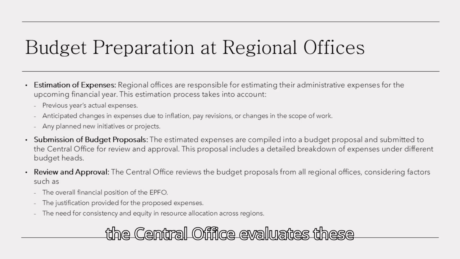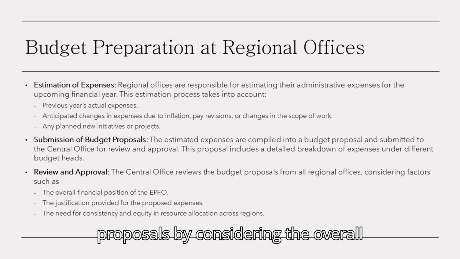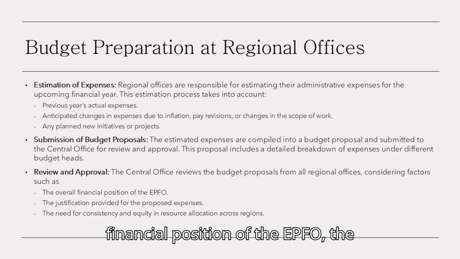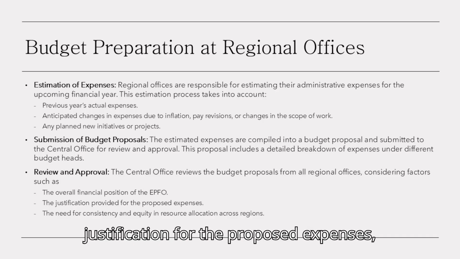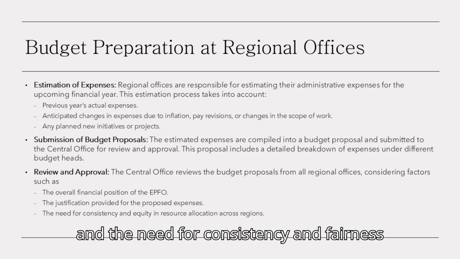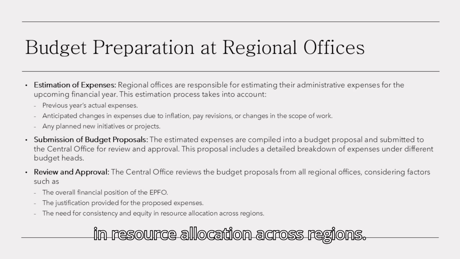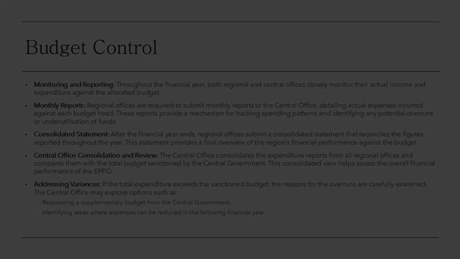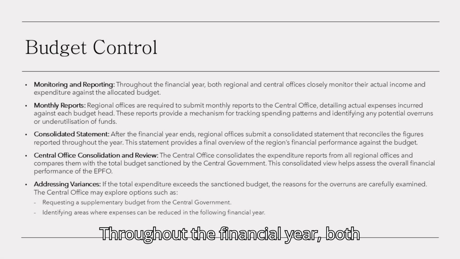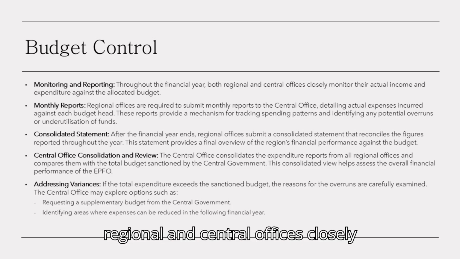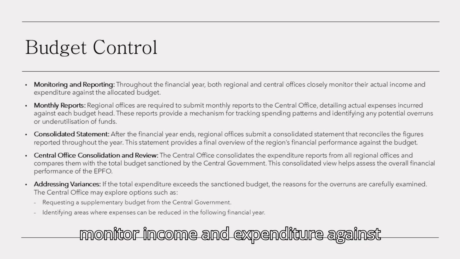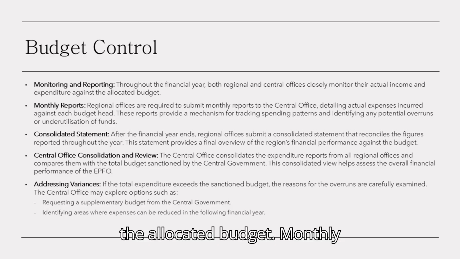The Central Office evaluates these proposals by considering the overall financial position of the EPFO, the justification for the proposed expenses, and the need for consistency and fairness in resource allocation across regions. Throughout the financial year, both regional and central offices closely monitor income and expenditure against the allocated budget.